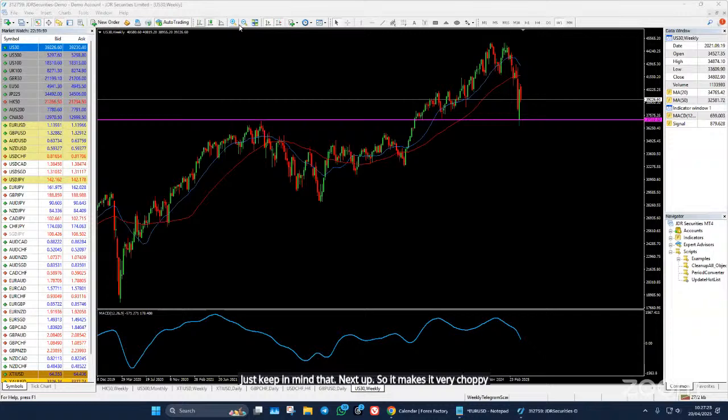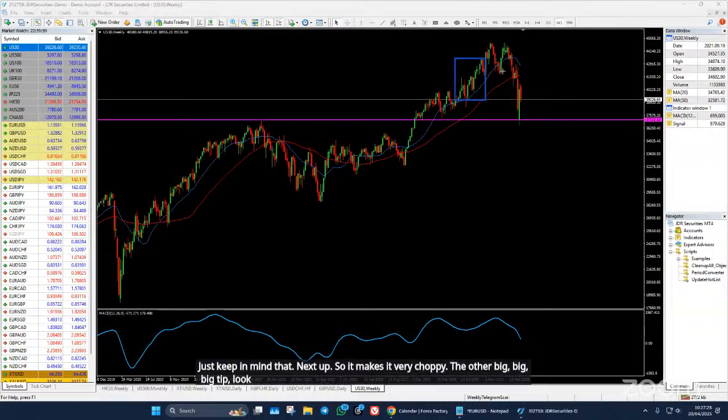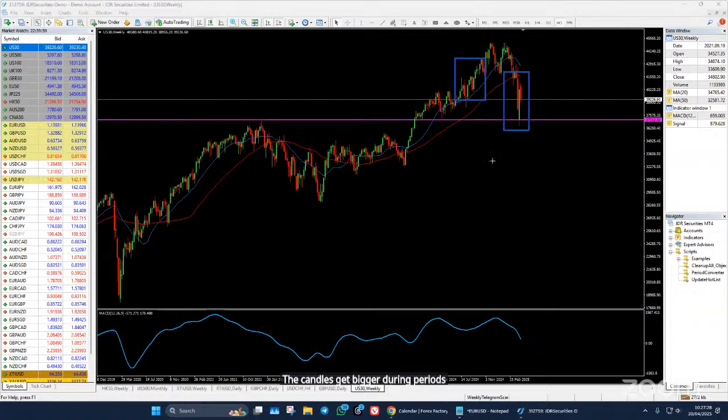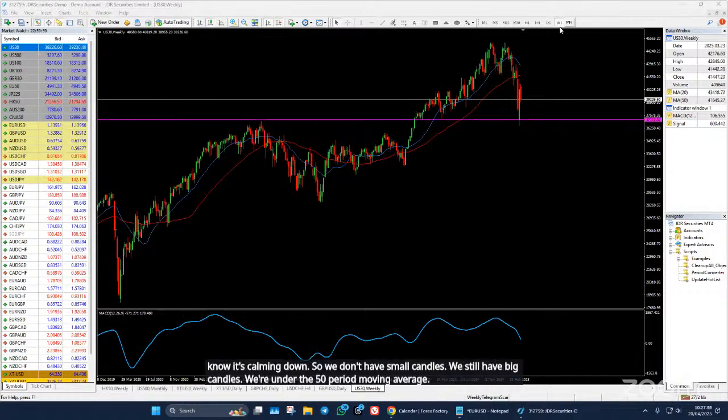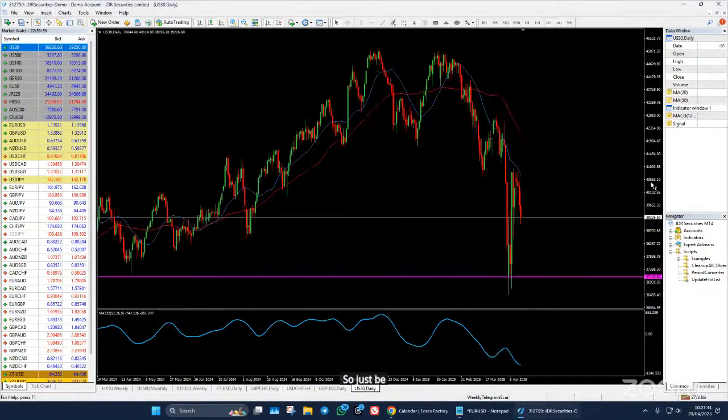The other big tip, look how small the candles are here. Look how big the candles are here. The candles get bigger during periods of volatility. How you know it's calmed down is when it goes from the big candles back to the small candles. Then you know it's calming down. So we don't have small candles. We're still big candles. We're under the 50 period moving average. So just be careful. Super careful.